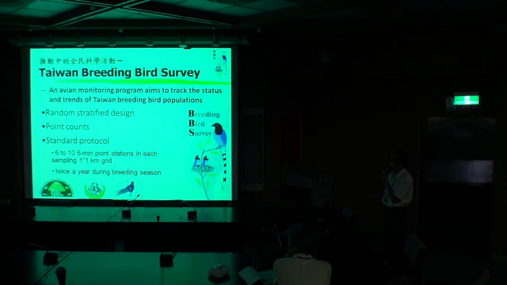For this project, we use random stratified design to select the sampling grids, and we have a standard protocol. Each volunteer will follow this protocol and go to their grids and conduct a survey twice a year during the breeding season. Each time they select the same 6 to 10 six-minute point stations in each grid.